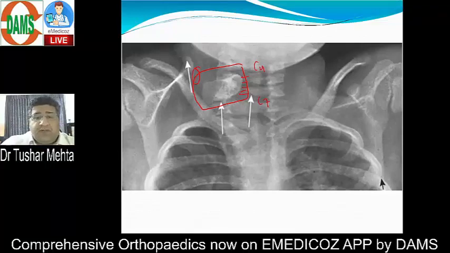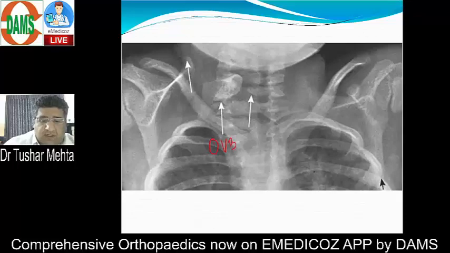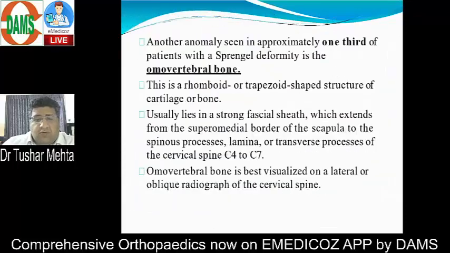And do you see the omovertebral bone now? So this is a very, very important thing here. That is what is called the omovertebral bone. Now this omovertebral bone is another important association of Sprengel deformity, and that is the reason why it does not allow the normal caudal migration of the scapula. It is identified usually on an X-ray of the cervical spine, usually not seen that great in AP, but better seen in a lateral or oblique X-ray. So omovertebral bone as such is a very important thing.